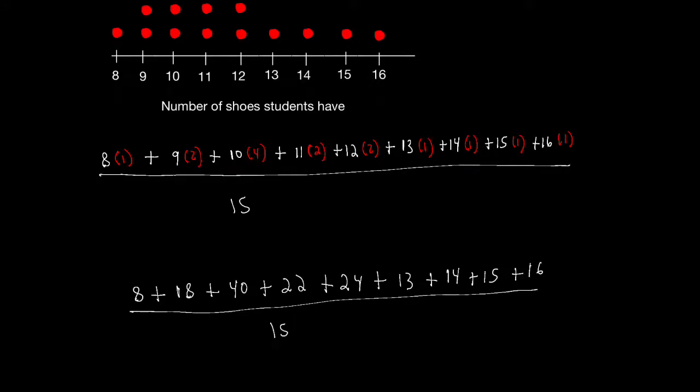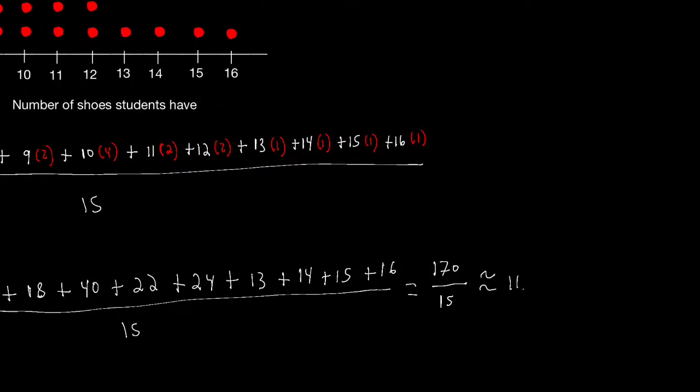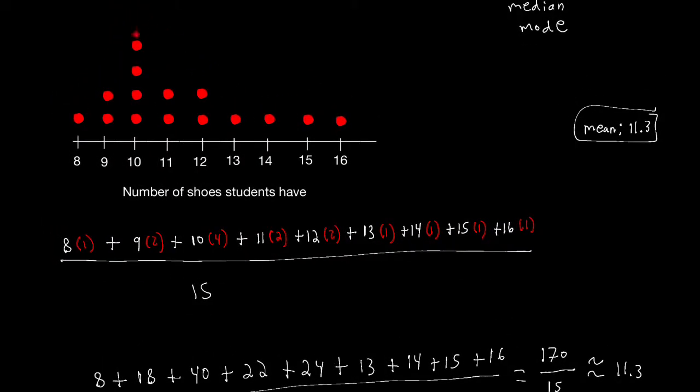Now this numerator is a little bit big, so I'm going to use a calculator. So I'm going to input it and see what I get for my total, and I'm getting a total of 170, and I have to divide that by 15. So if I do 170 divided by 15, I get approximately 11.3. So the mean, or the average, is about 11.3. So on average, a student owns 11 shoes. That's what this data is telling us. Now let's calculate the median.